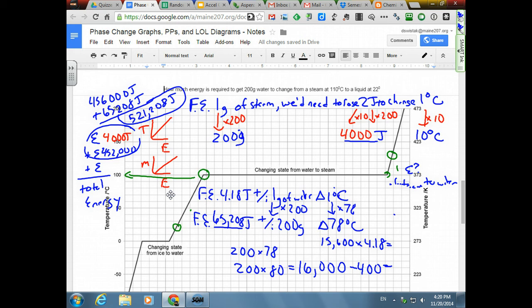Okay, I do hope that helps. You should probably review the video from yesterday. Make sure you know how to make those LOL diagrams. Be sure you know how to read this graph and see that you can figure some stuff out.